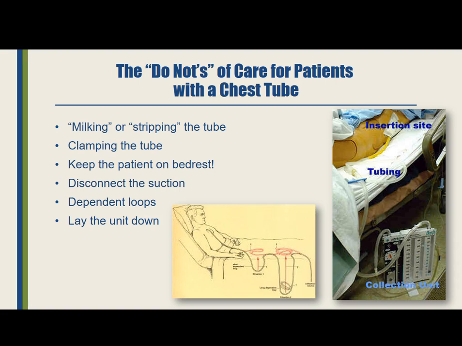I am going to reinforce these are the do not do's. Nurses in the olden days used to strip or milk the chest tubing if there was a bit of tissue or a blood clot that partially occluded it. All we were doing was increasing the pressure in the pleural space and not doing our patient any favors. Unless there is no other option, the tube is never to be clamped.